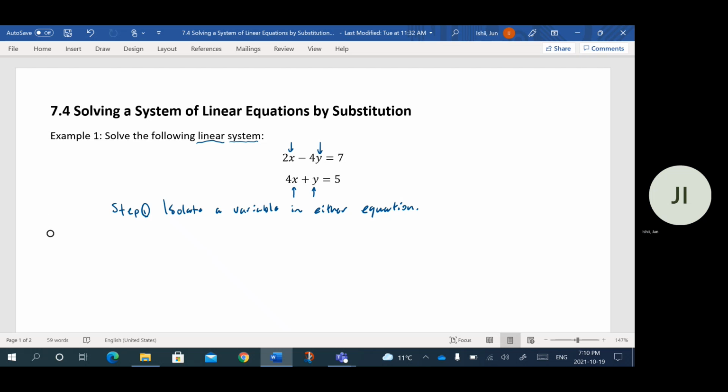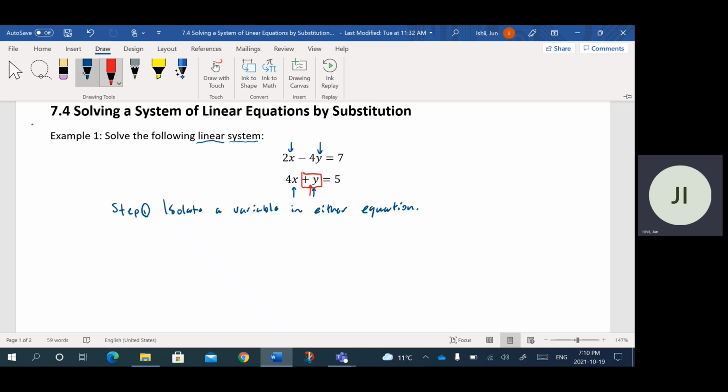Looking at these equations, though, it probably makes the most sense to isolate the y in the second. The reason for that is notice that there's no number in front of the y, so we don't actually have to divide through by anything. It's like a 1. Whereas for the other 3, we'd have to divide through by the 2 or the 4. So if I had to choose between the 4 things to isolate, I would choose the y in the second because there's no number in front of the y.